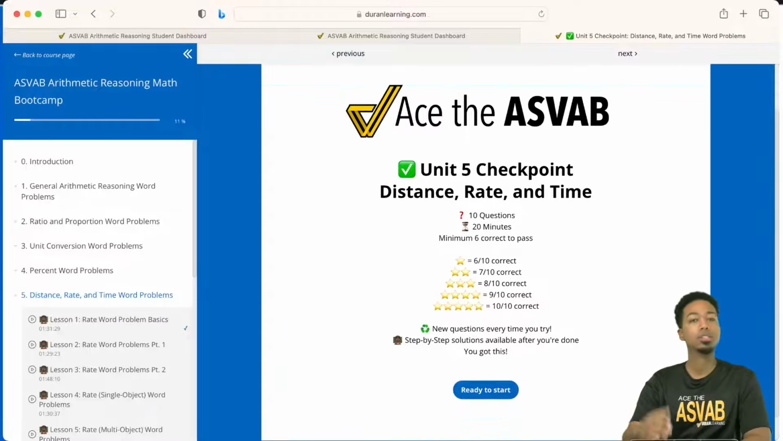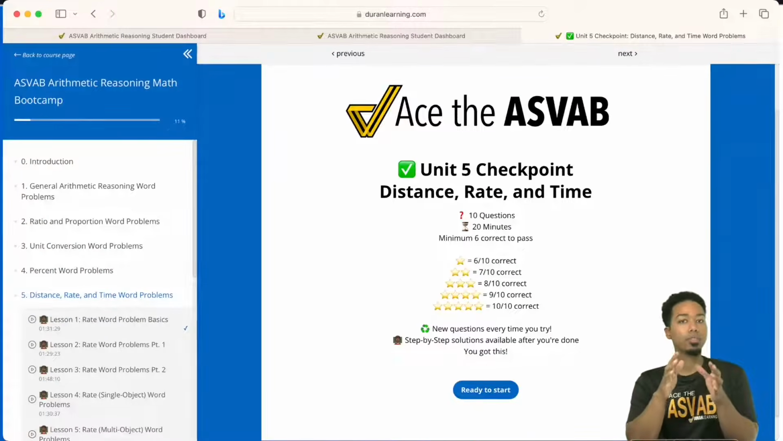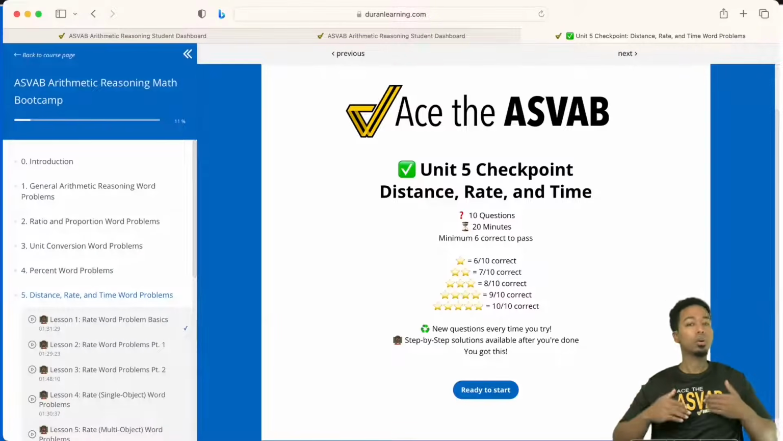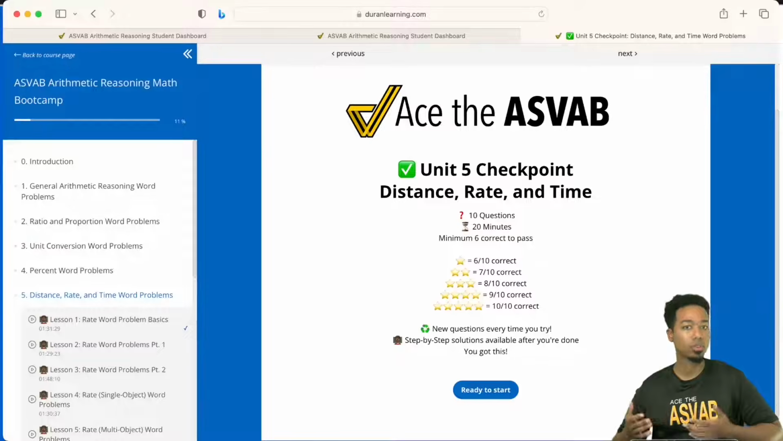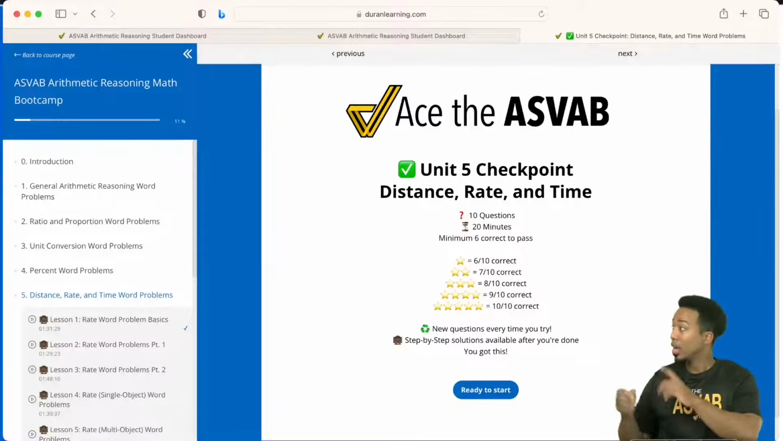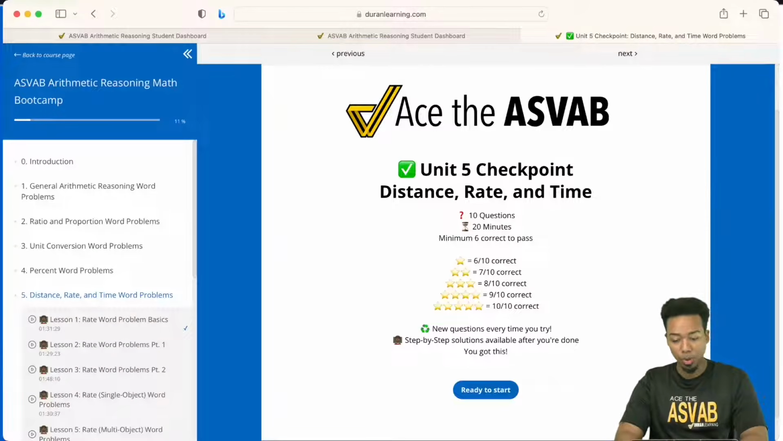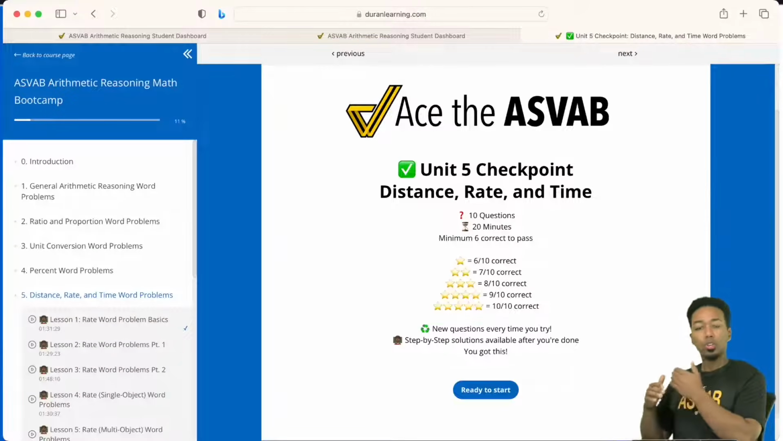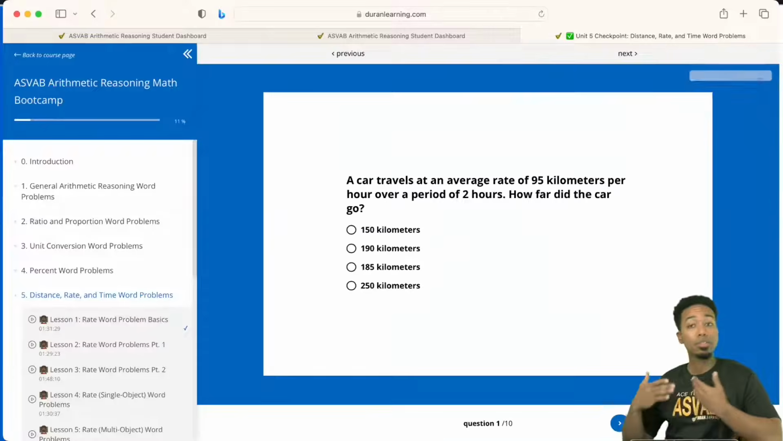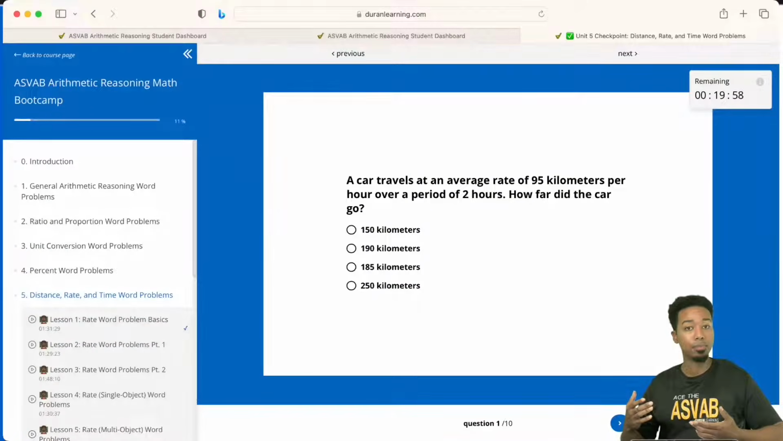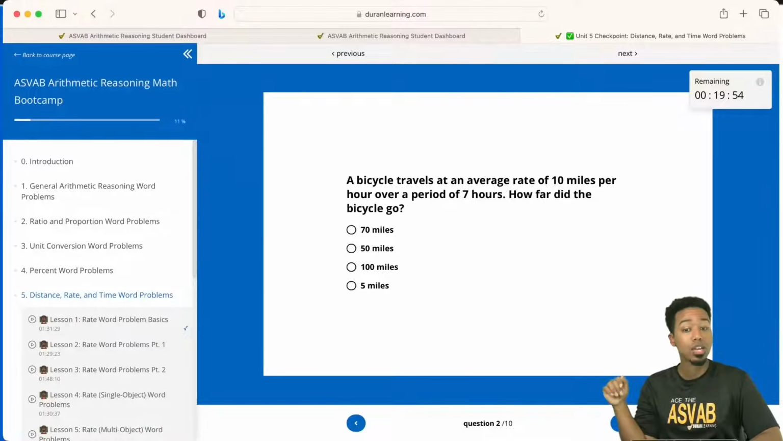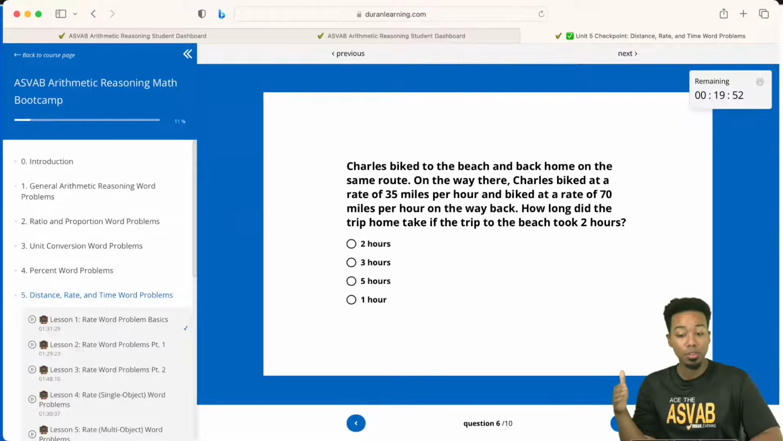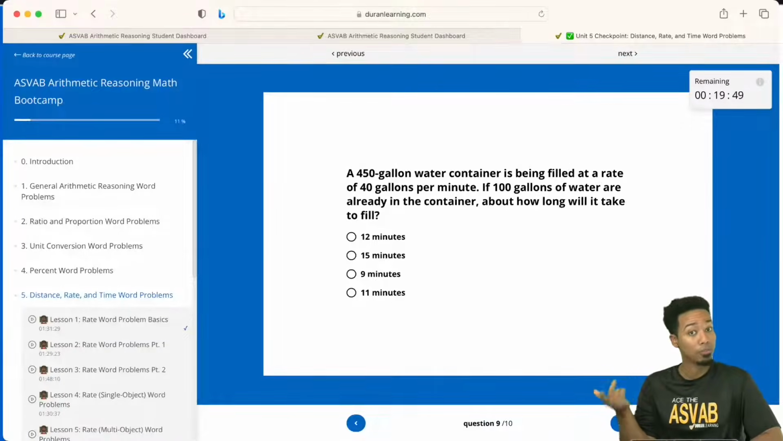This is amazing, guys, because you're going to have the ability to do timed practice. So not just, hey, take your time, whatever. No, you get to feel the pressure of actually being in front of your recruiter and going through these motions. Number two, once I hit ready to start, you're going to see brand new questions every single time. It's going to recycle all the way through, so you'll have different numbers, different scenarios, and you'll be able to answer all the different types of distance, rate, time questions that I put forth for you.